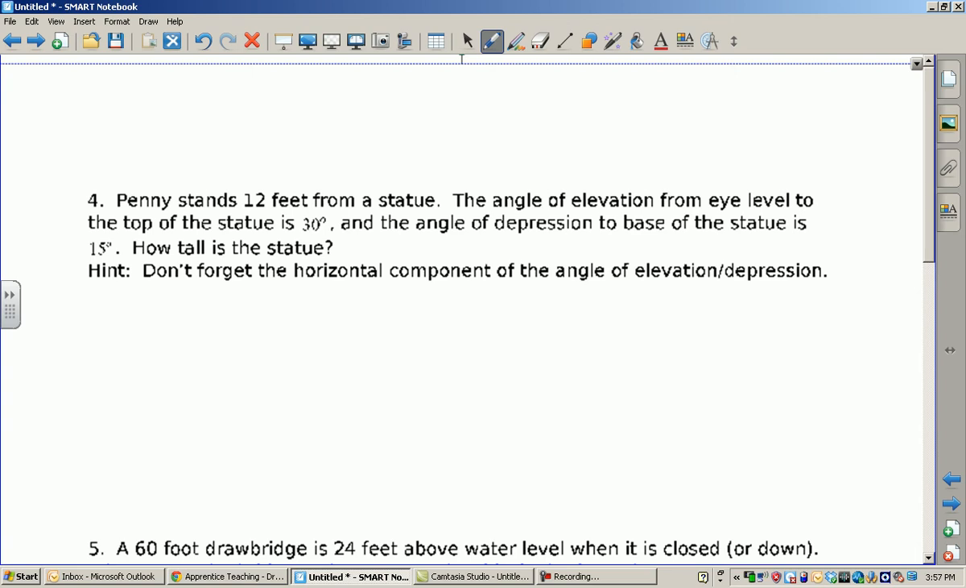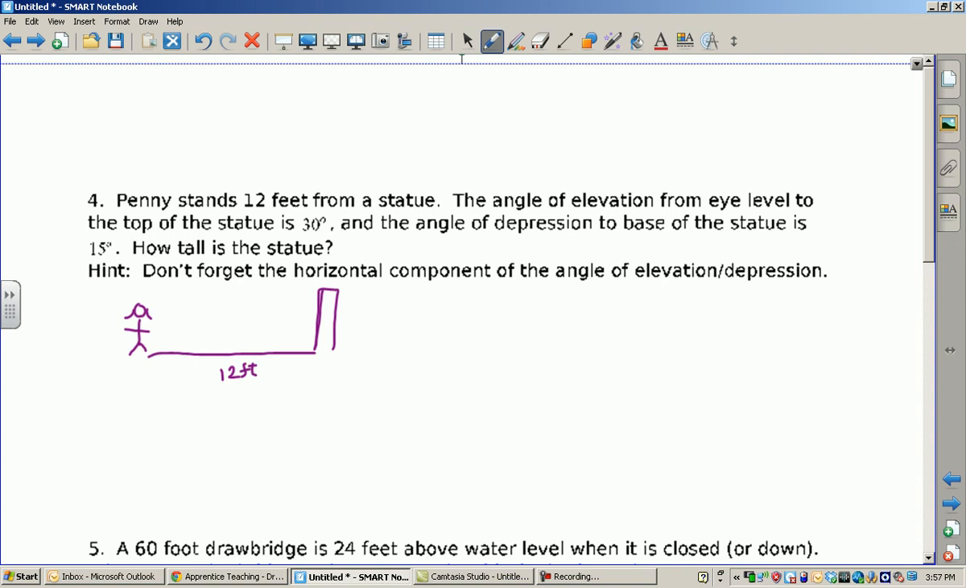Okay, so now we have Penny. So we'll draw Penny. Okay, look at my pretty drawing. There we go. Penny has some hair, purple hair. Penny's a punk rock girl. So Penny stands 12 feet away from a statue. Now my statue, not too pretty. It's a box. So Penny's standing 12 feet away from the statue. So that means this distance right here is 12 feet.